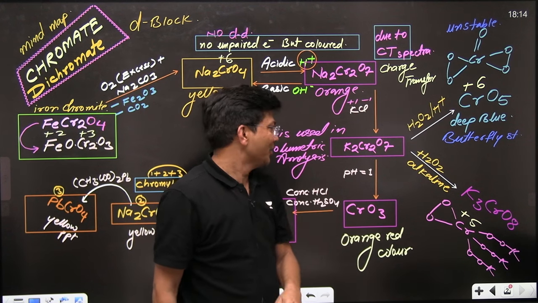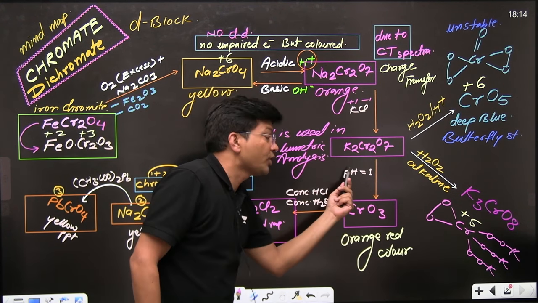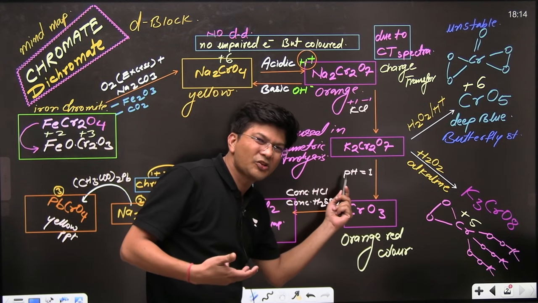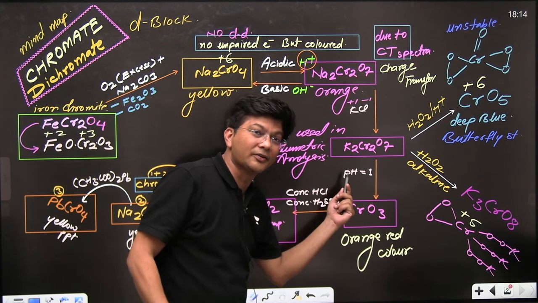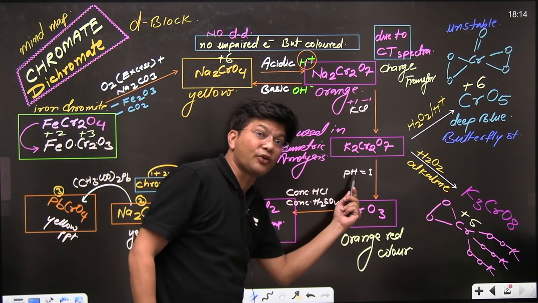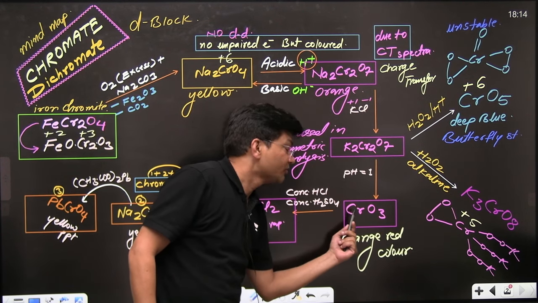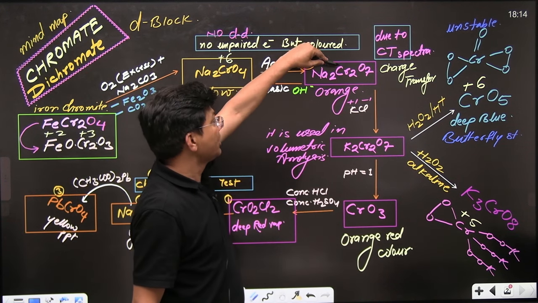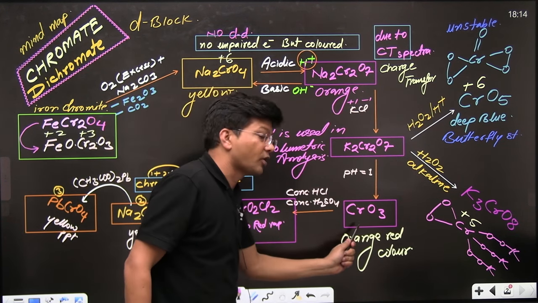Clear? Very good. Now, if you add more acid, see, pH is equal to 1. This much acidic medium chromate can't give. But if you are using that much highly acidic medium, you will get CrO3. It is also orange colored. This is orange colored, this is orange colored, this is orange colored.